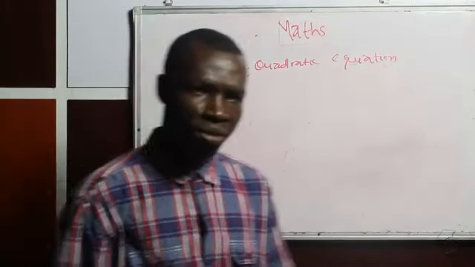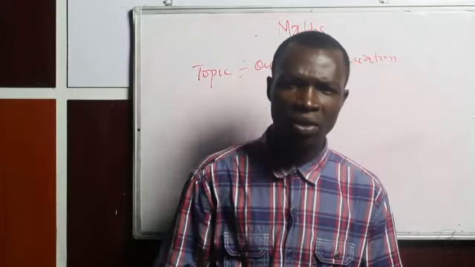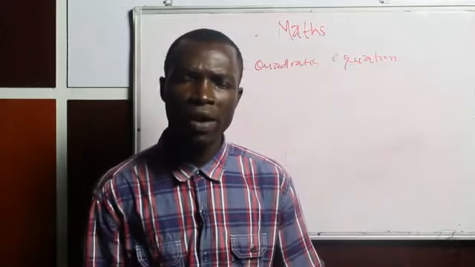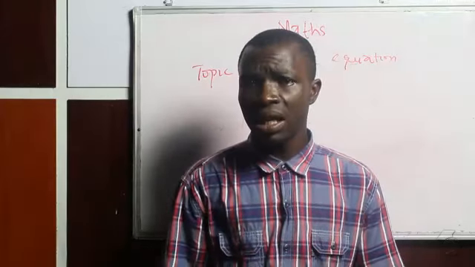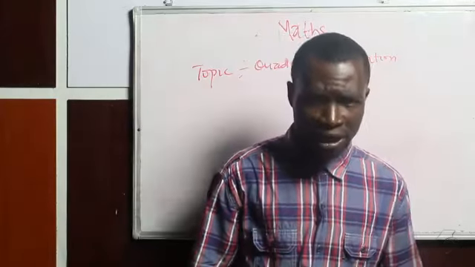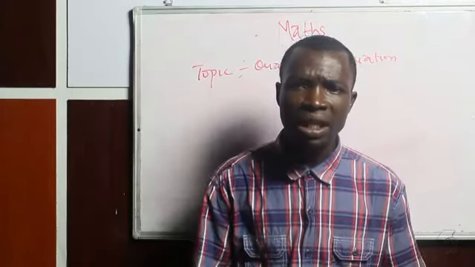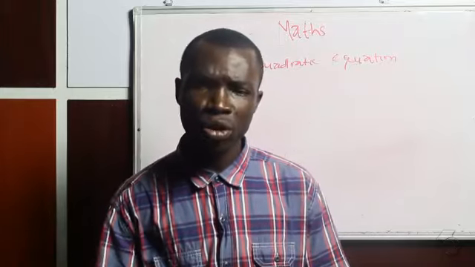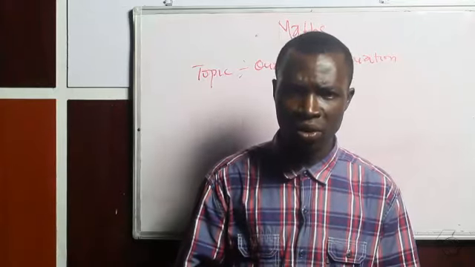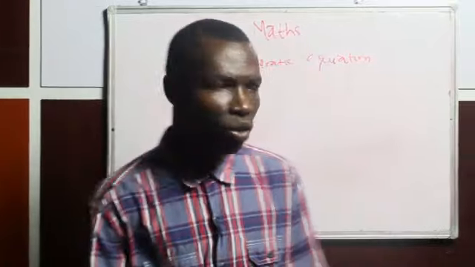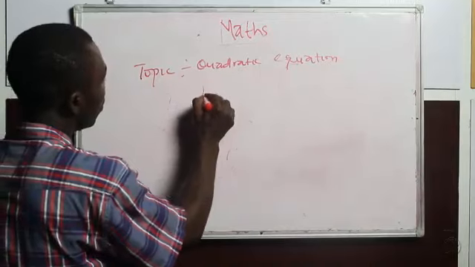Quadratic equation. We have different types of equations. We've solved simultaneous linear equations. We have algebraic equations, which are also called simple equations. We have quadratic equations. We have exponential equations. But these quadratic equations can be solved by using three methods. The first method is called the factorization method.